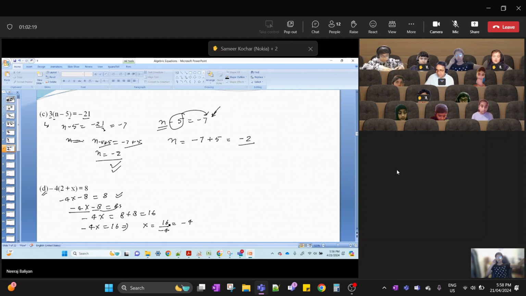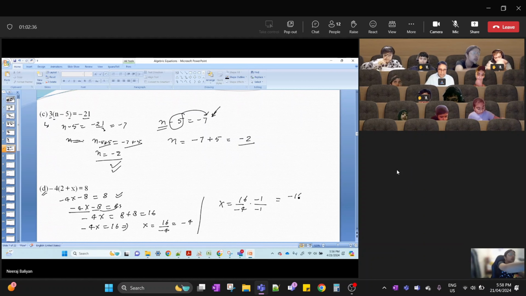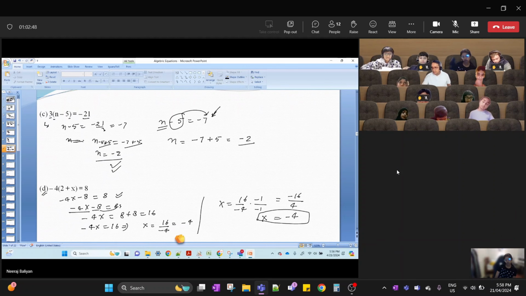How is it minus 4? For those who are not clear, if there is a step in between, let's do that. X is equal to 16 by minus 4. Multiply by minus 1 in the numerator and minus 1 in the denominator. So your numerator will become minus 16 and the denominator will have 4. So when you divide minus 16 by 4, x will be minus 4. Those who got this answer are correct. Those who could not get this answer can probably check here what the mistake was.